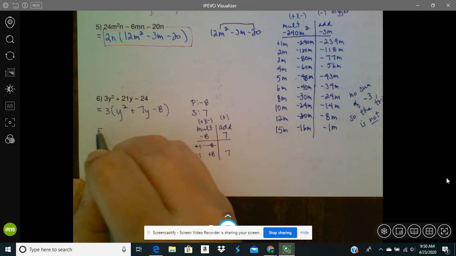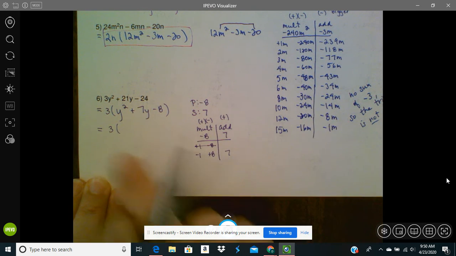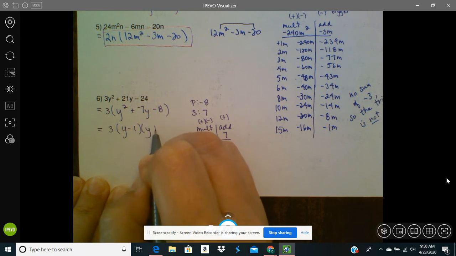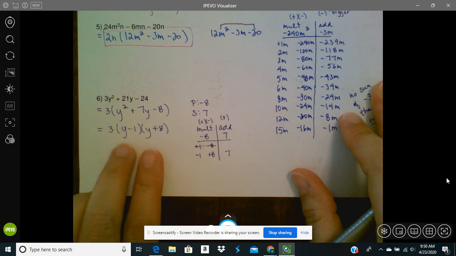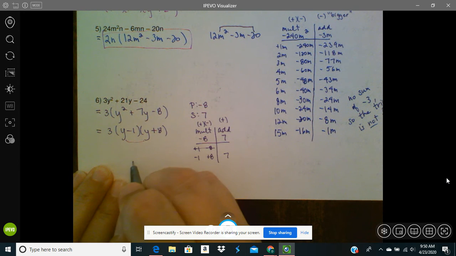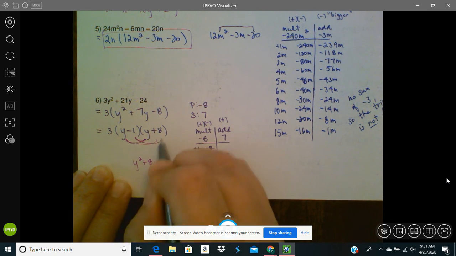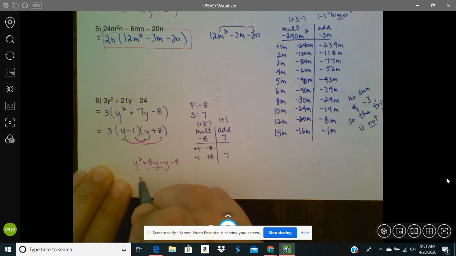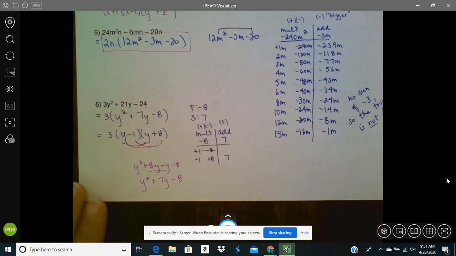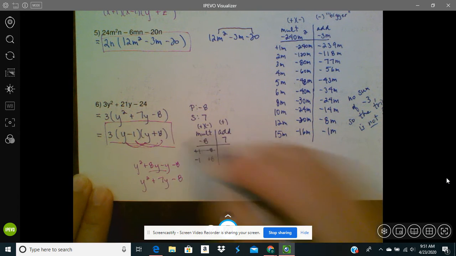I apologize, y'all. So this becomes 3. Don't forget you bring down the 3. This becomes 3 times y minus 1 times y plus 8. And this one I think I want to check. When we FOIL this, first is y squared. Outer is 8y. Inner is negative y. Last is negative 8. So this is y squared plus 7y minus 8. Okay, we're good. All right, I feel better. All right. There's my final answer.